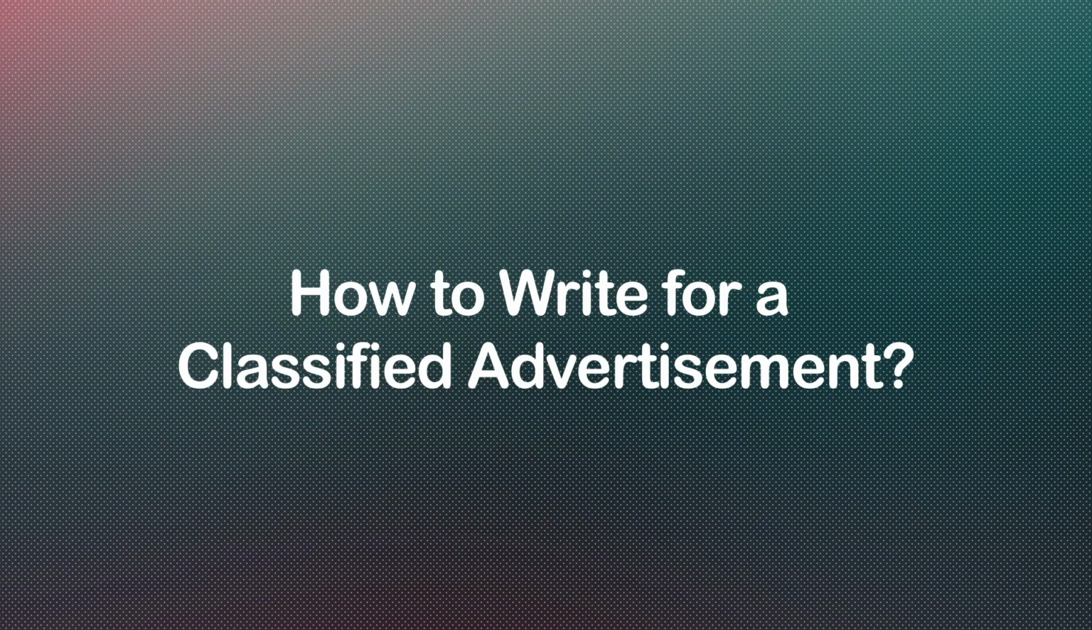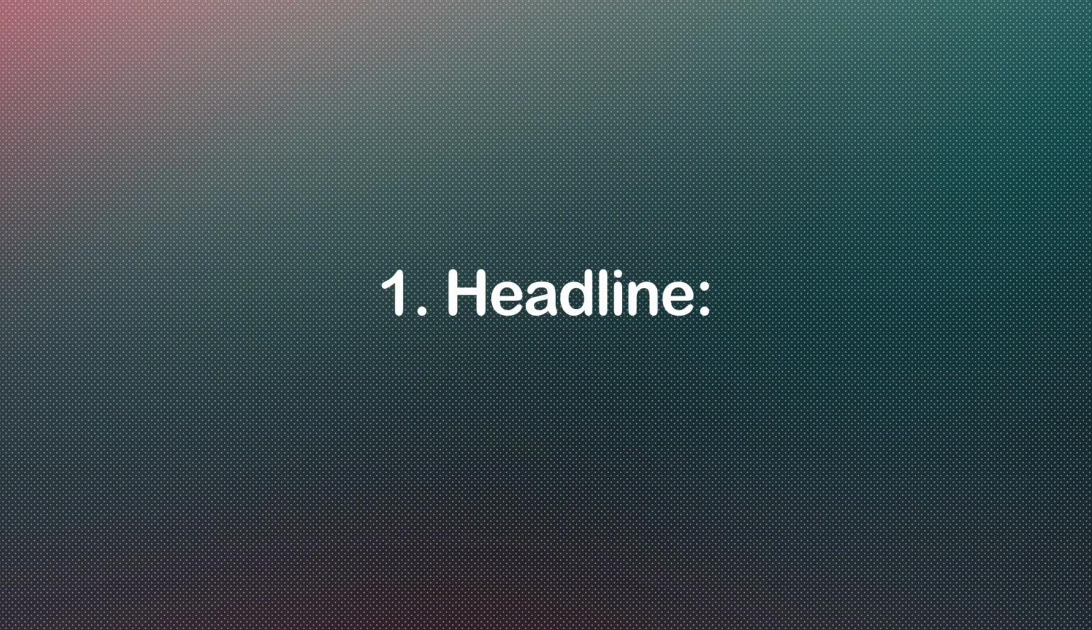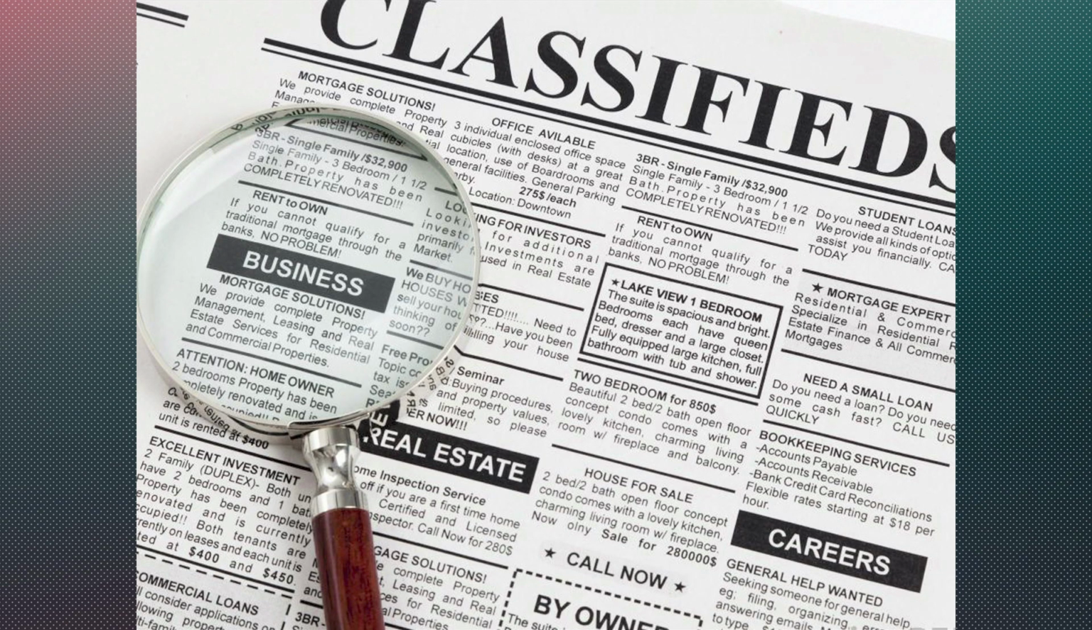How to write for a classified advertisement? First, the headline, also called the ticket on the meat. The headline has to catch the attention of the newspaper reader. It has to be written in capital letters and can optionally be written in bold and highlighted font. Write the headline using action verbs like wanted or urgently required. The ad has to create curiosity in the reader to know more. The heading is not more than 3 words.